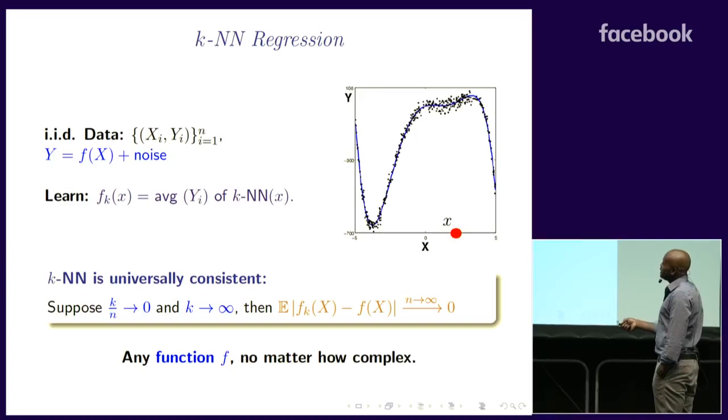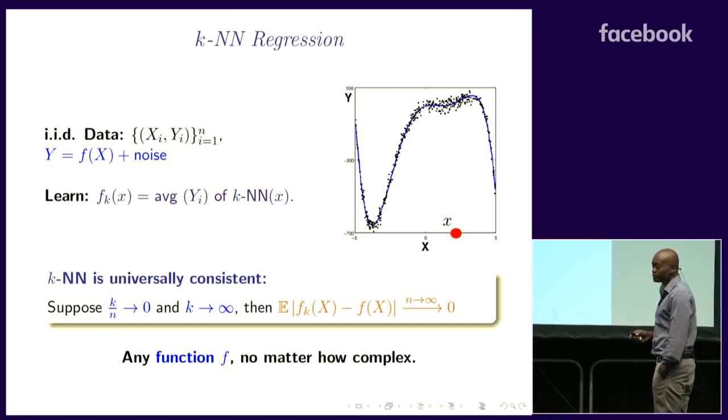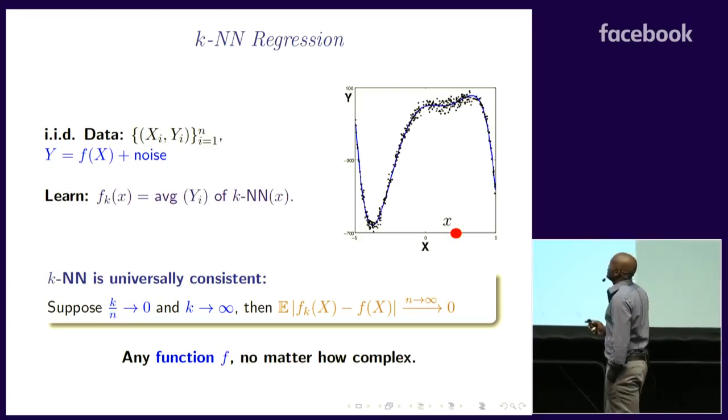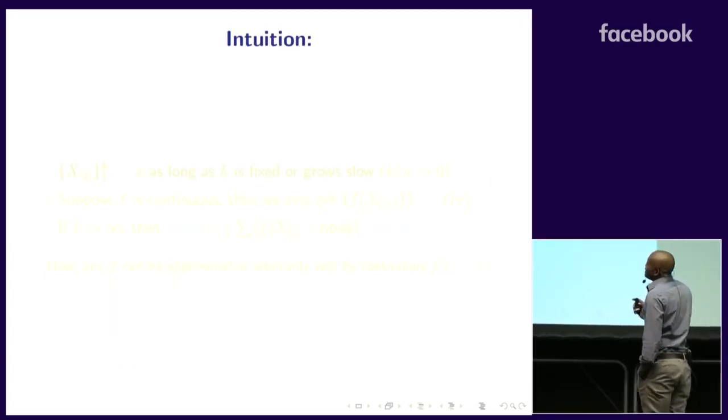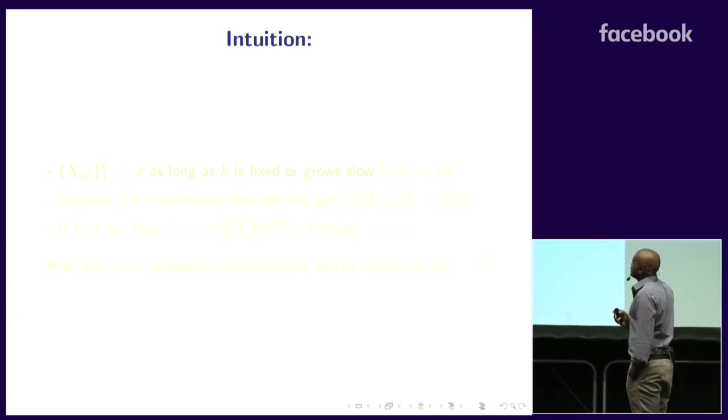The key point here is that we don't make any assumption on the f. f can be any function, no matter how complex. f_k would eventually approximate f as long as these conditions hold. So why is that? The basic intuition is as follows. I'll try to go through it slowly.